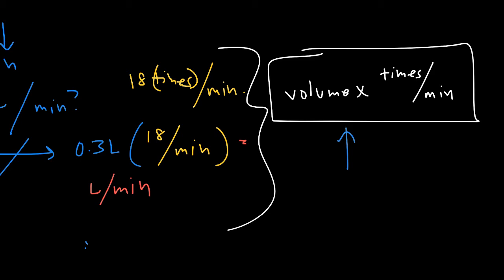So your volume times the times per minute gives you 0.3 liters times 18 times per minute, which is 3.4 liters per minute. Or 5.4, sorry, I said that wrong. 5.4, that's right, okay.